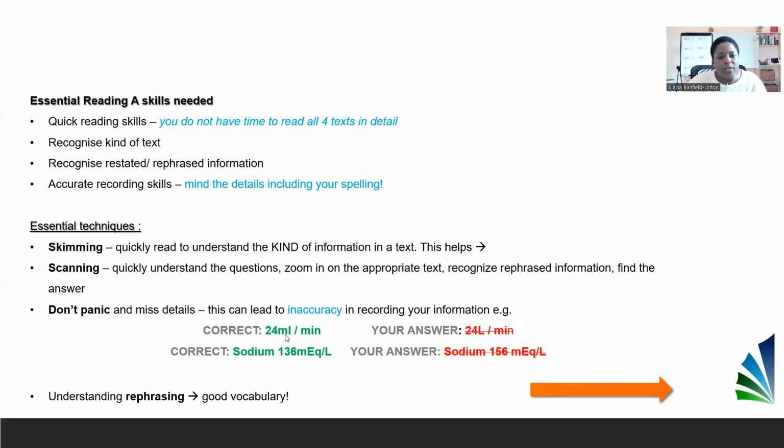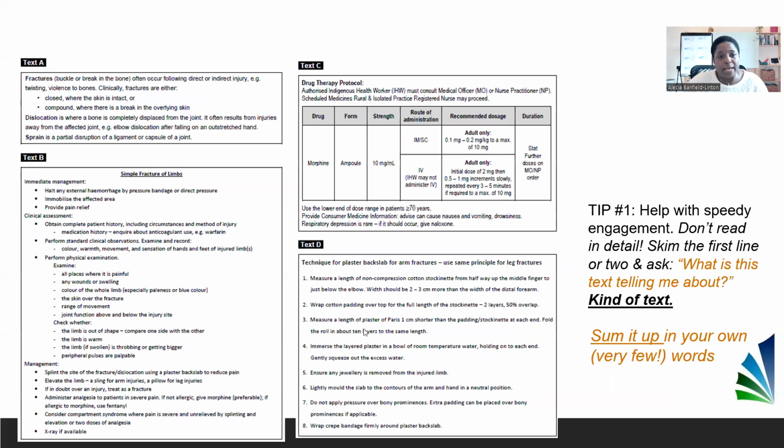Because if you write 24 mil per minute, if this is in the text, 24 mil per minute, and in your panic, you put 24 liters per minute, that's wrong. Or it's sodium 136 milliequivalents per liter, and you put sodium 156 milliequivalents per liter as the test result. That's inaccurate. So accuracy is very important, and as I said, a good vocabulary.